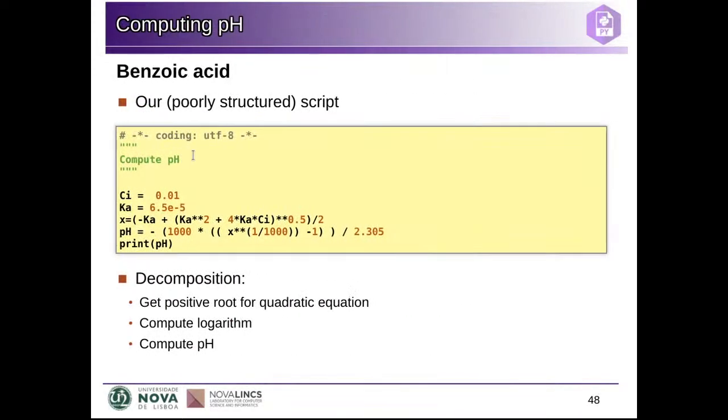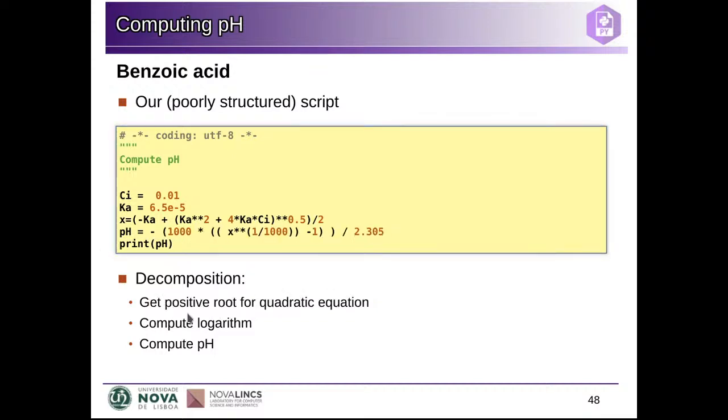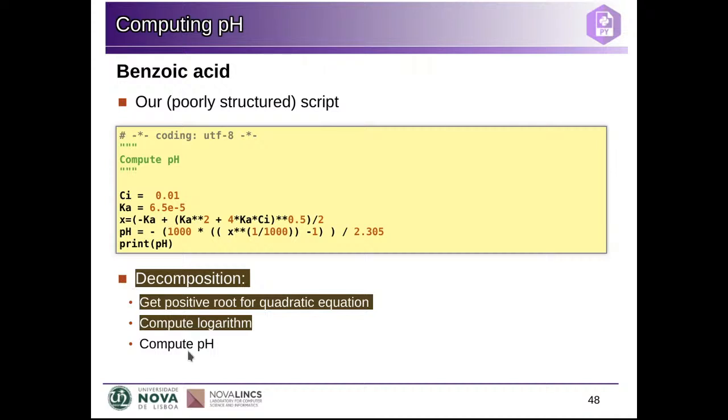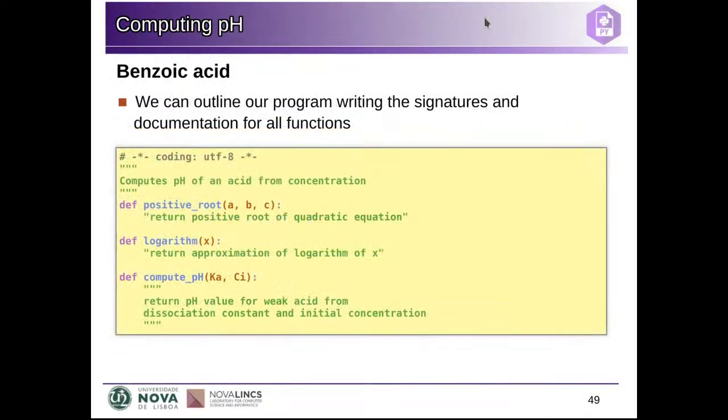So let's start with our initial script for computing pH and think about decomposition. We have this problem of finding the positive root of the quadratic equation that we can generalize and solve apart from this. Then we have this problem of computing the logarithm, and then finally we bring everything together to compute the pH. So this can be how we break down this problem into different parts. So let's start by writing the functions, the signatures of the functions.